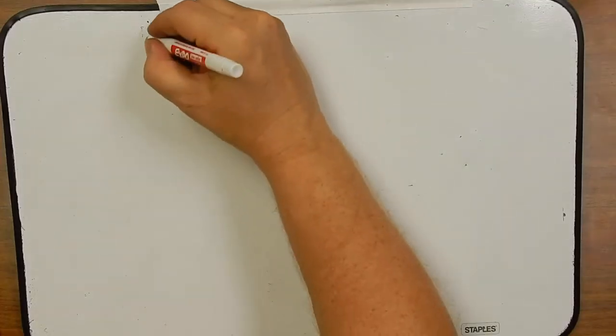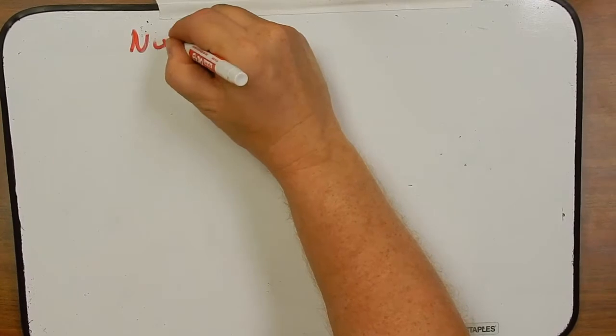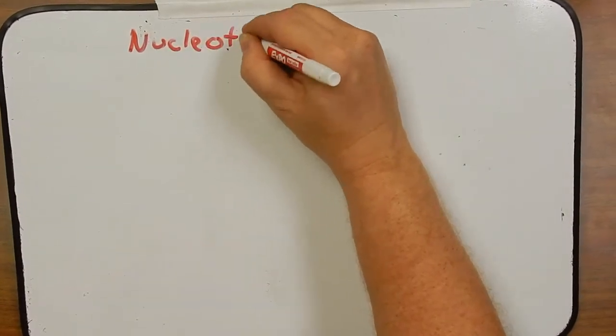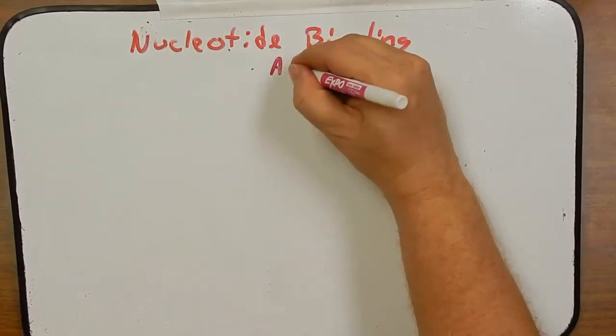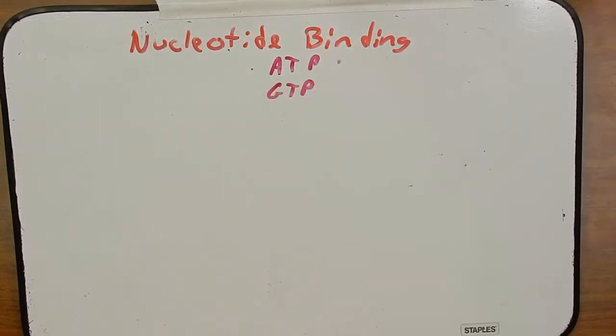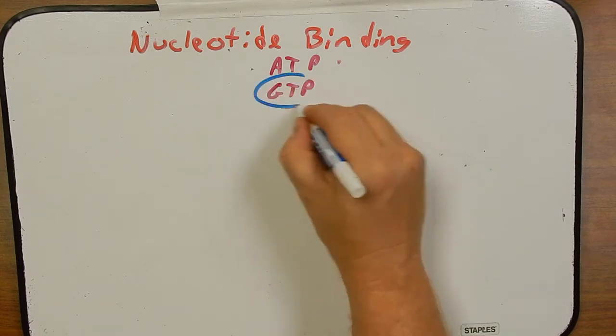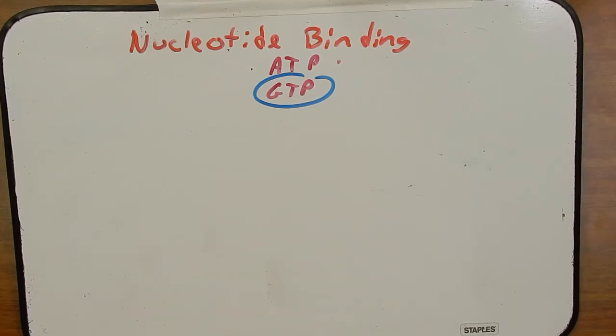Okay, the next thing I want to talk about is nucleotide binding. And with this I mean ATP or GTP. Proteins can bind ATP or GTP, and in doing so influence the activity of that protein or enzyme. I want to start with GTP though. Adding a GTP molecule to a protein is similar to what happens with phosphorylation, but there are some differences.